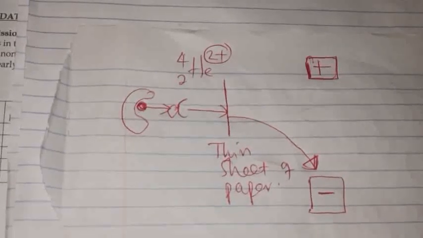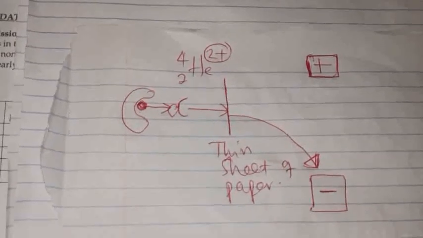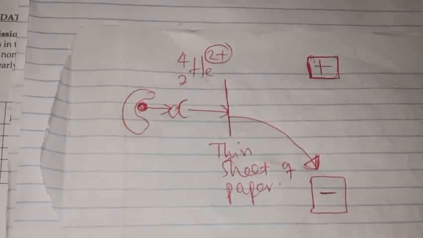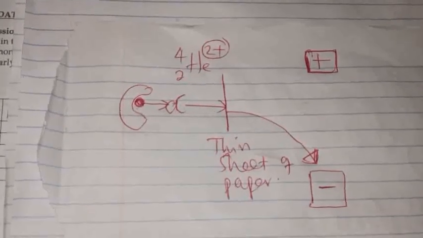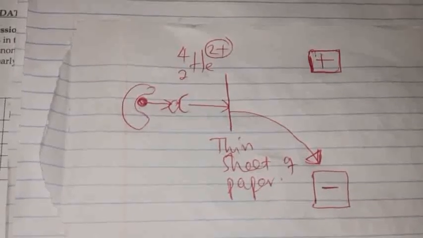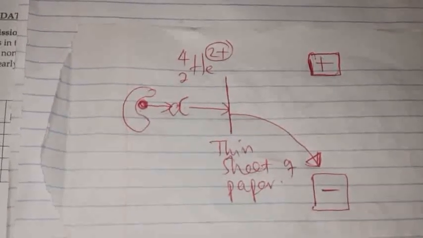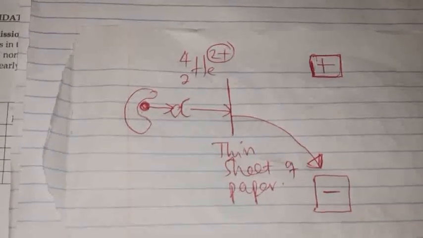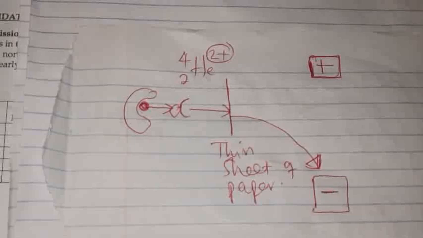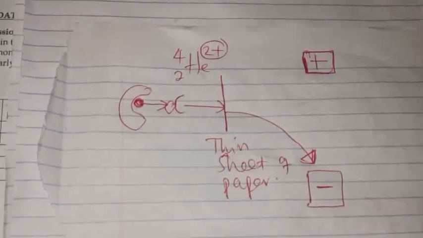So they are not very light, they are very heavy. So they have very slight deflections. Why? Because their heaviness will make them move at a very slow speed and slowly get deflected to a very small extent towards the negative plate in that electric field.